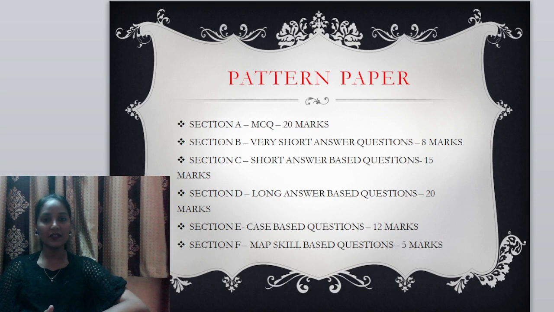So let us start with Section A. In Section A, all MCQs will be there, which will carry 20 marks. Each MCQ will carry 1 mark. Then next is Section B. Section B will have very short answer type questions, which will carry 8 marks. Each question will carry 2 marks. Like this, 4 answers you will have to write.